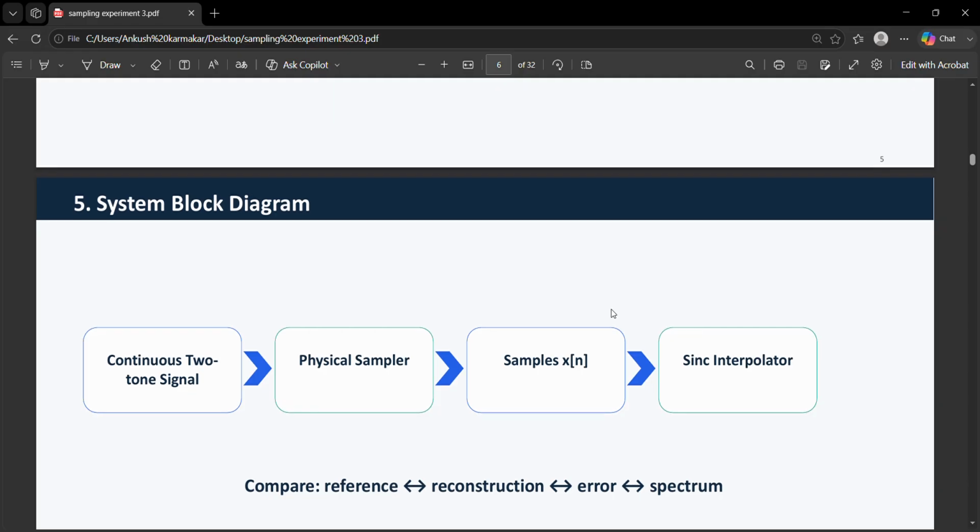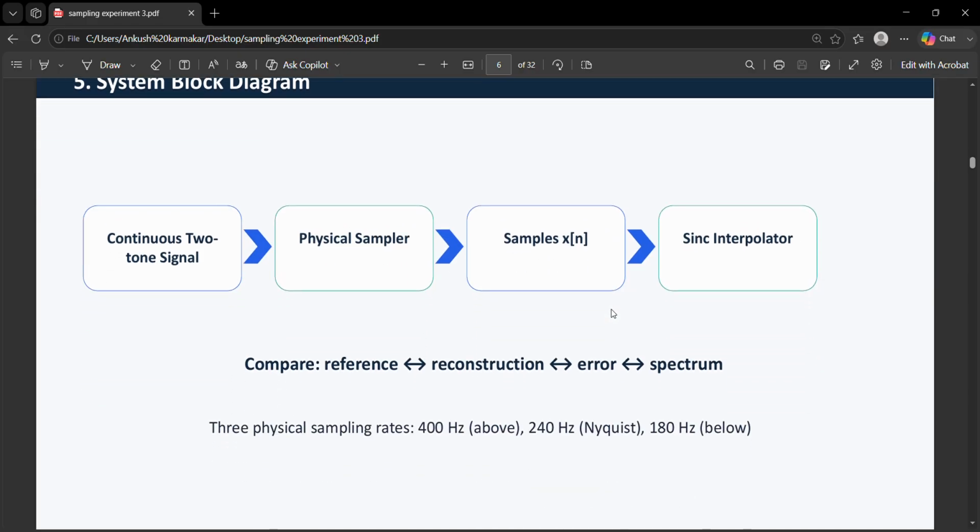Here is the system block diagram. First, the continuous two-tone signal is generated, then it goes through the physical sampler and produces samples. These samples are passed to the sinc interpolator to obtain the reconstructed signal. Finally, I compare the reference and reconstructed signals, calculate error and compare their spectra.